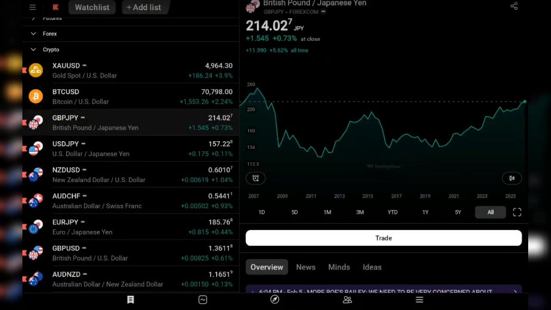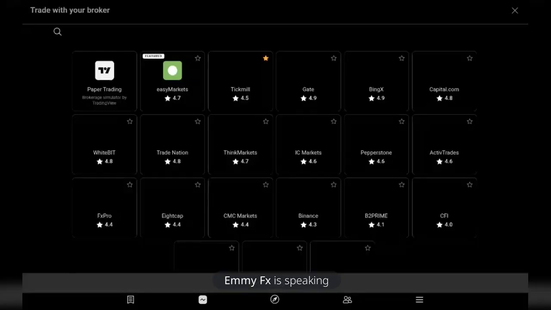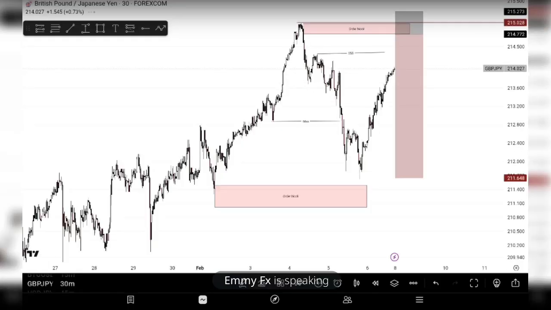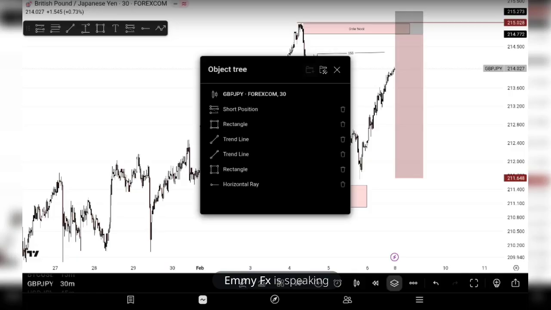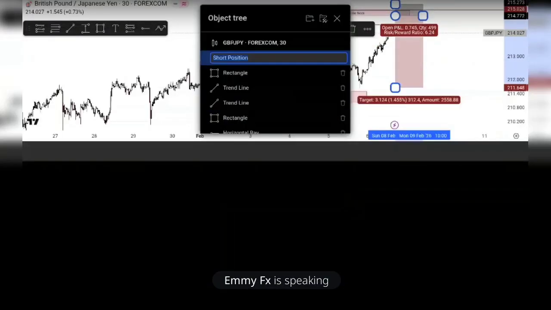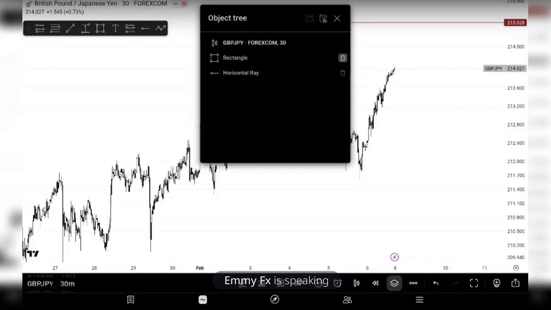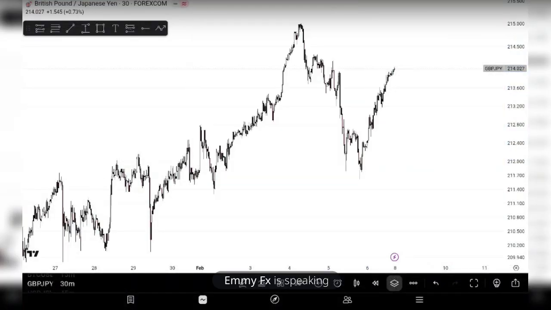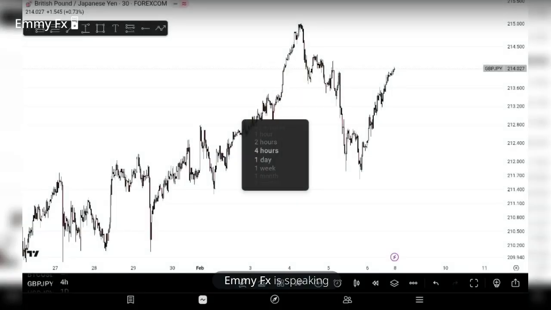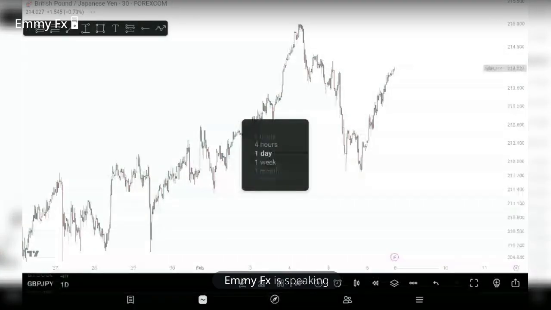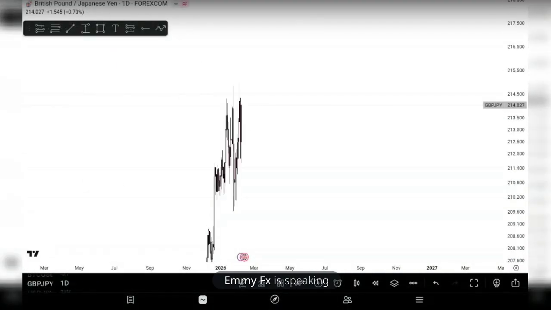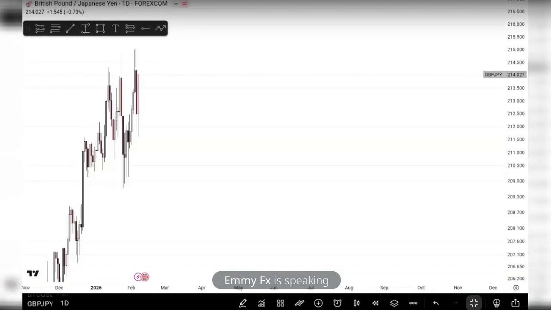Let me just analyze GBPJPY as fast as possible. I already made some mistakes on events. As I say, you can't be right at trading all the time. Even sometimes when you have an A+ setup, you see yourself losing.